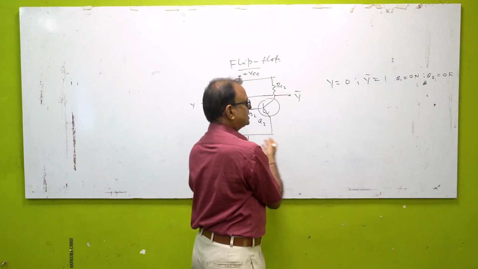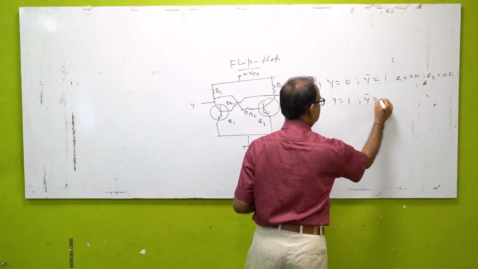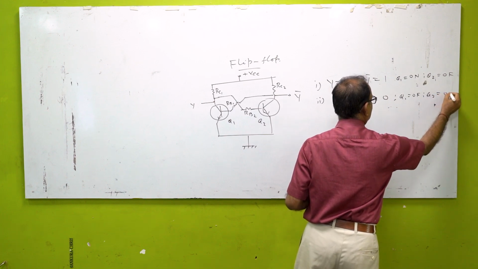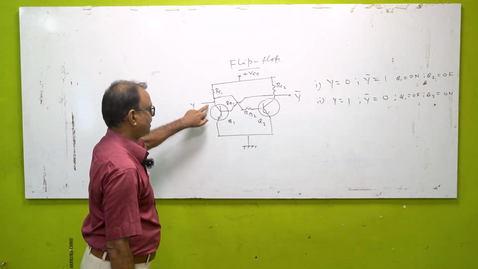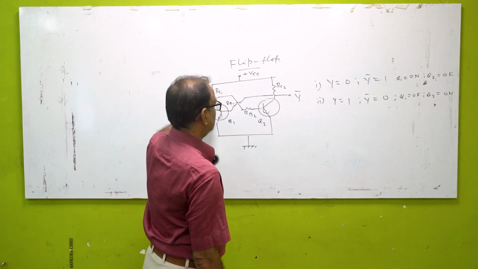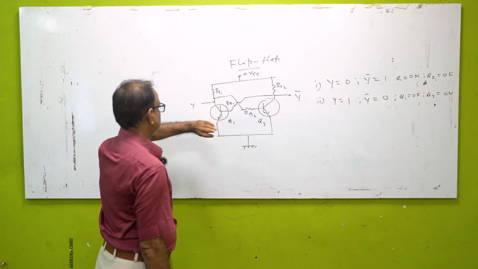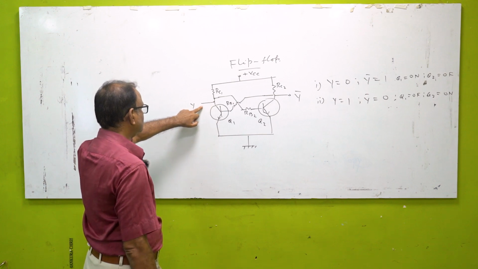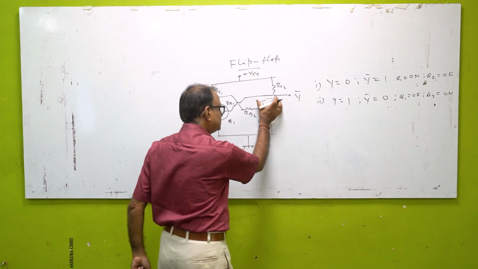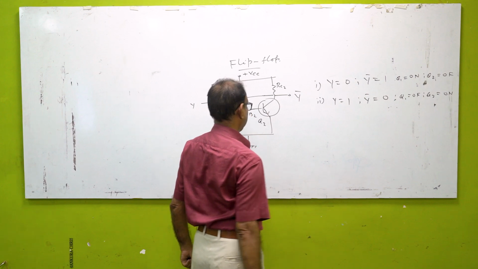So there is another state because it is a bistable circuit. The second state is Y is equal to 1 and Y bar is equal to 0. This means Q1 is off and Q2 is on. Y is equal to 1 means that this transistor is in cut off mode. Y is equal to 0 means this transistor is in saturated mode, so no output is coming from here. Similarly, Y bar is equal to 1 means this transistor Q2 is cut off, so that the power supply's entire voltage is dropped across this output.